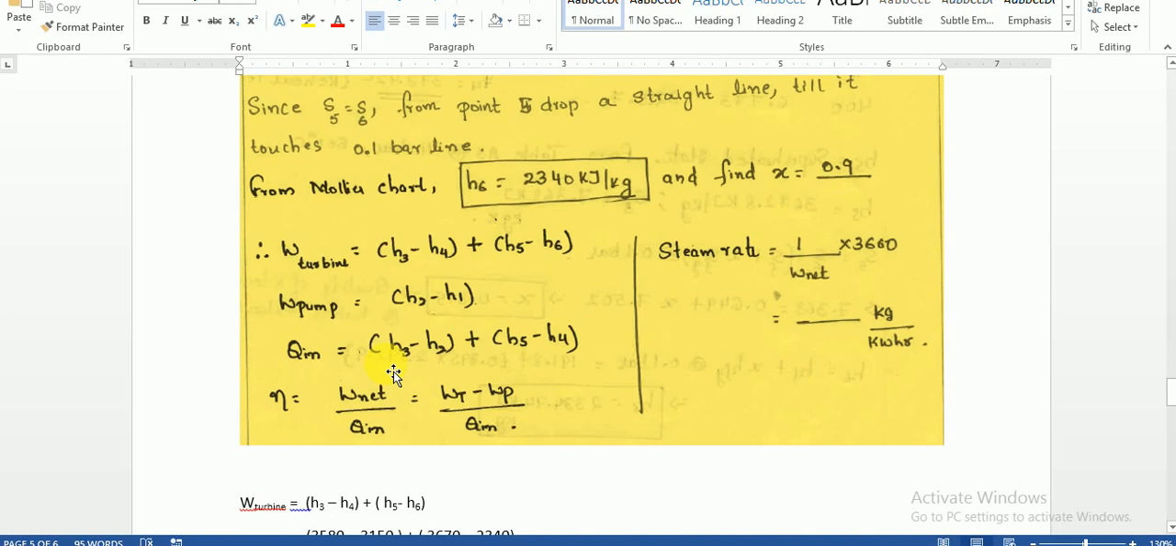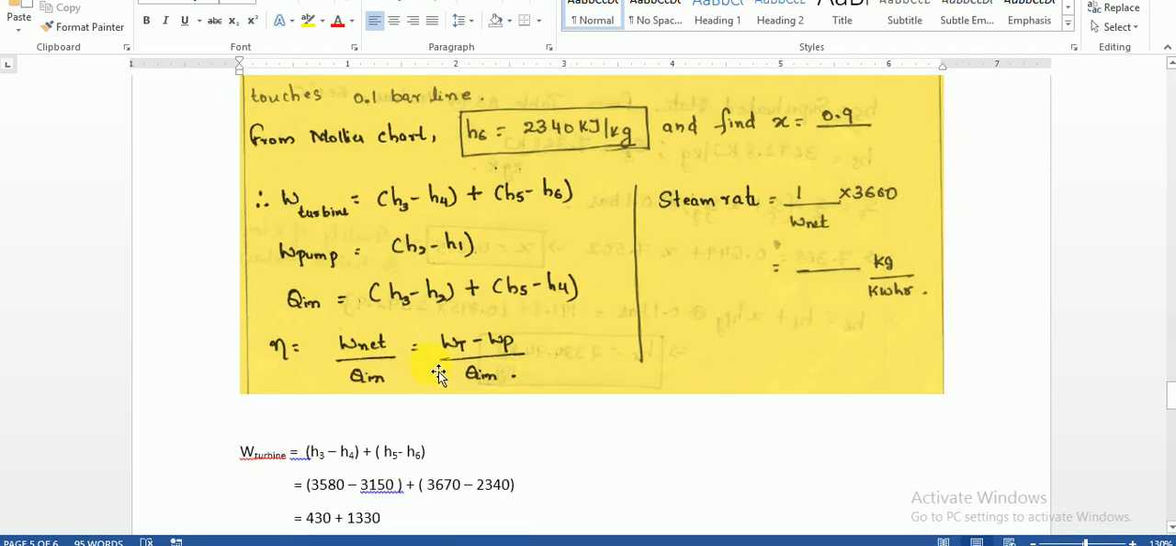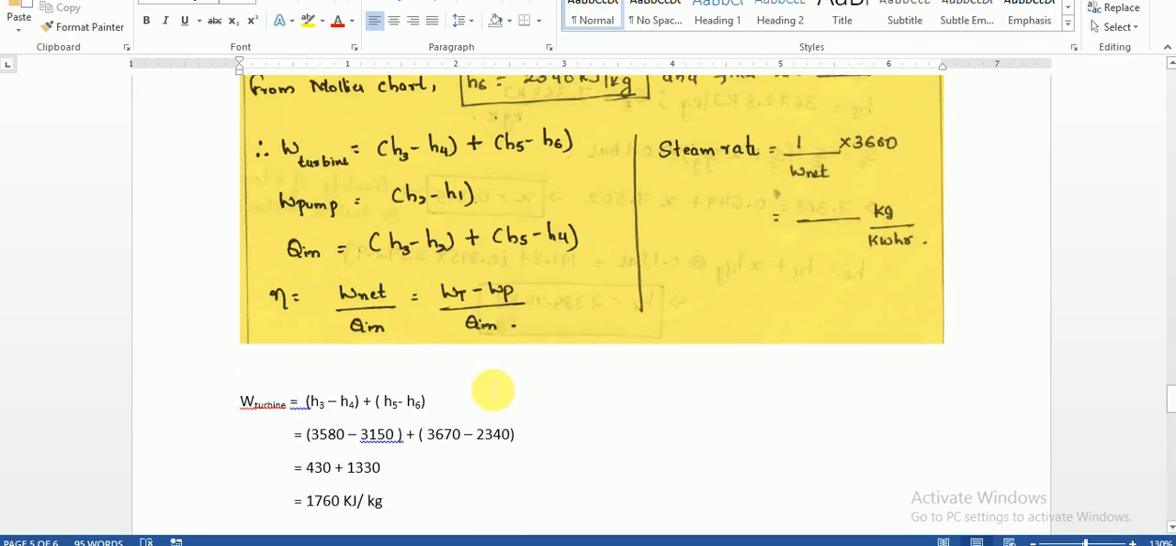Heat input is H3 minus H2 plus H5 minus H4. So H3 minus H2 is the heat input in the boiler. H5 minus H4 is the heat input during the reheat. What is the efficiency, eta? W net divided by Q input, work done by the turbine to that of the heat input. WT minus WP, that is the work of the turbine minus work of the pump, divided by heat added.